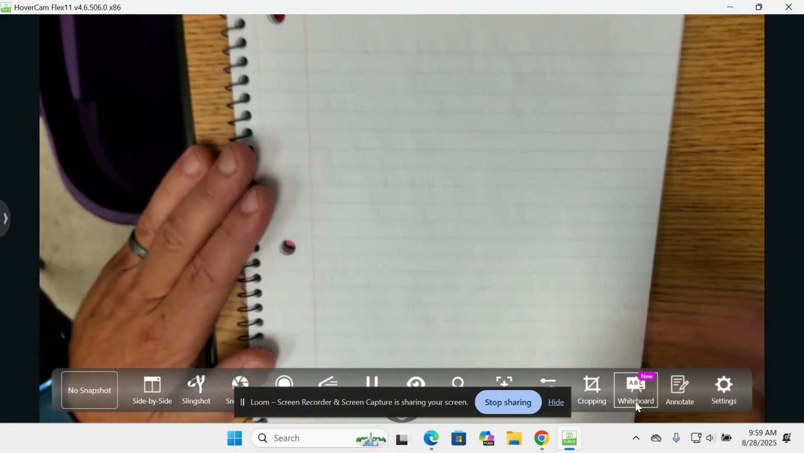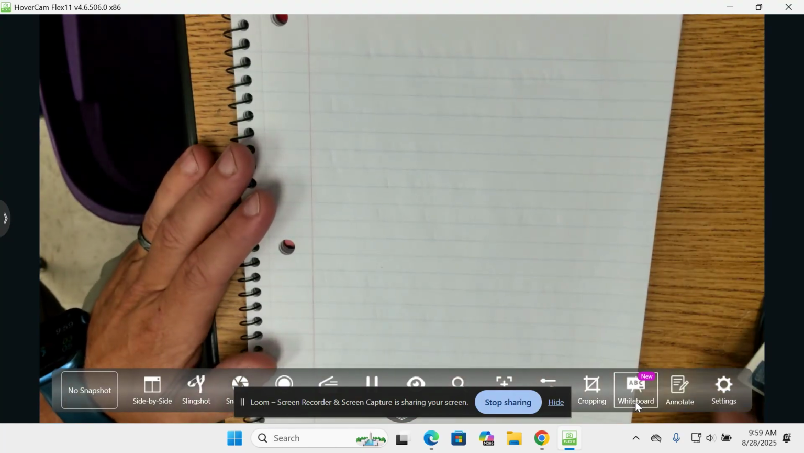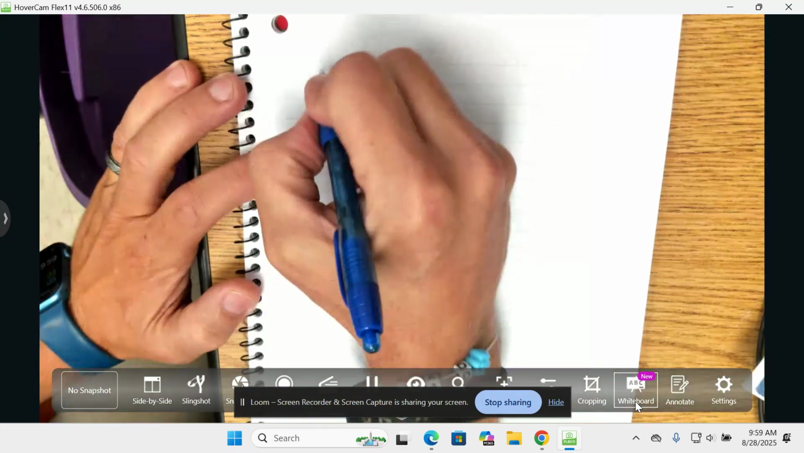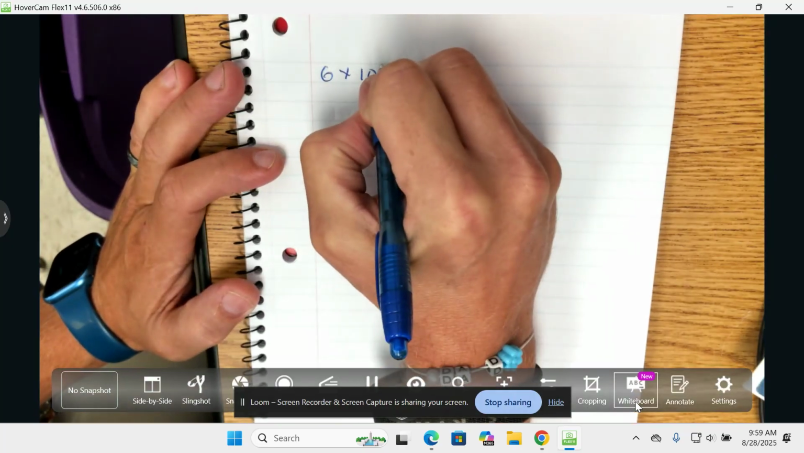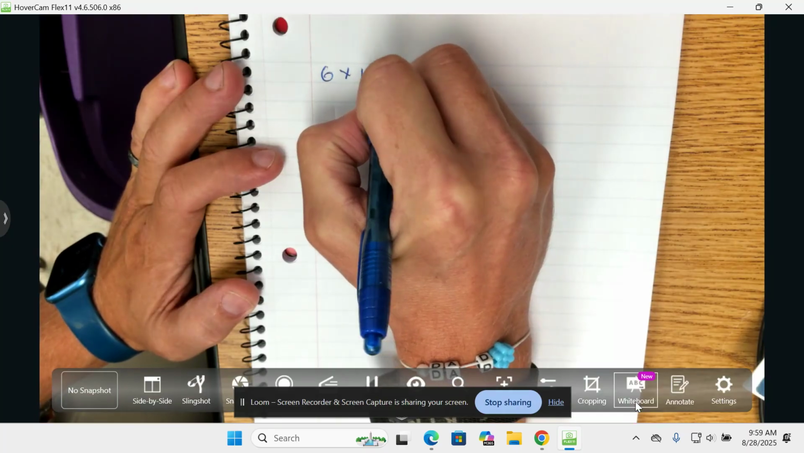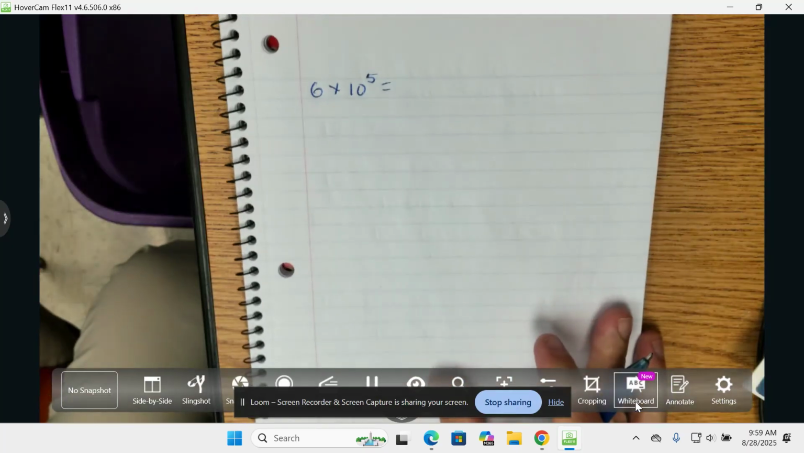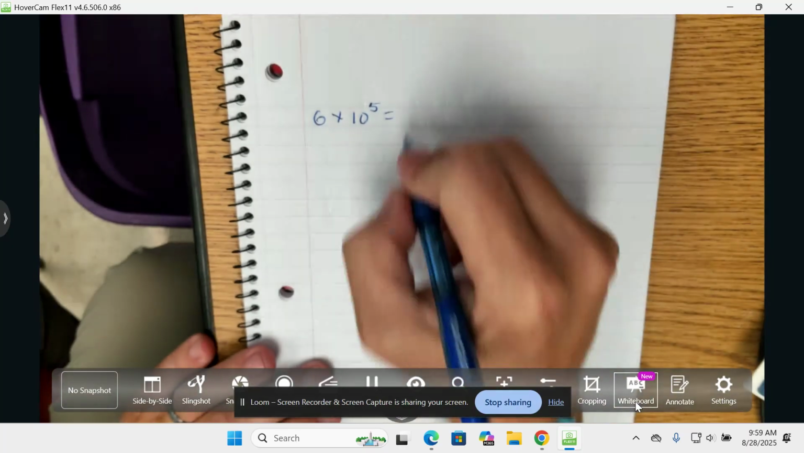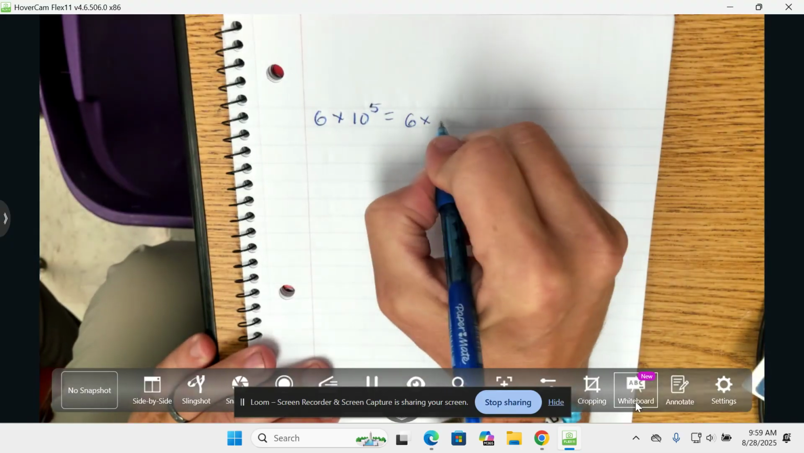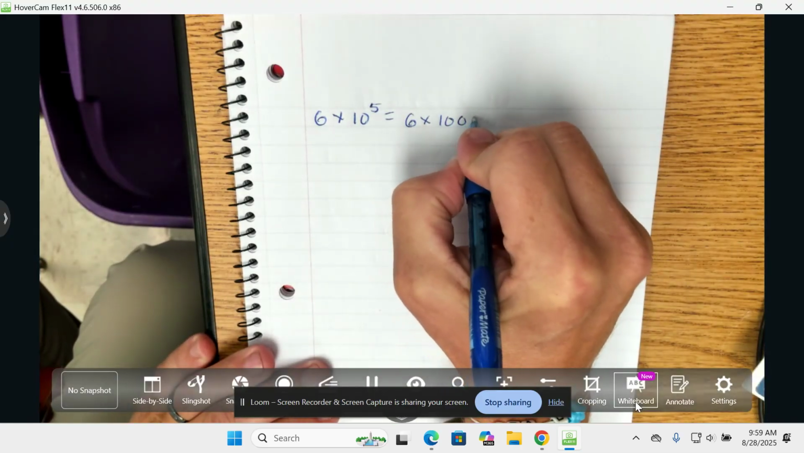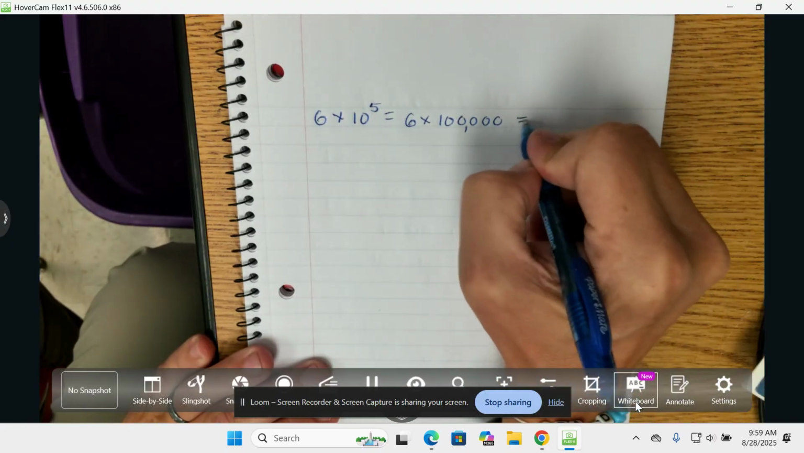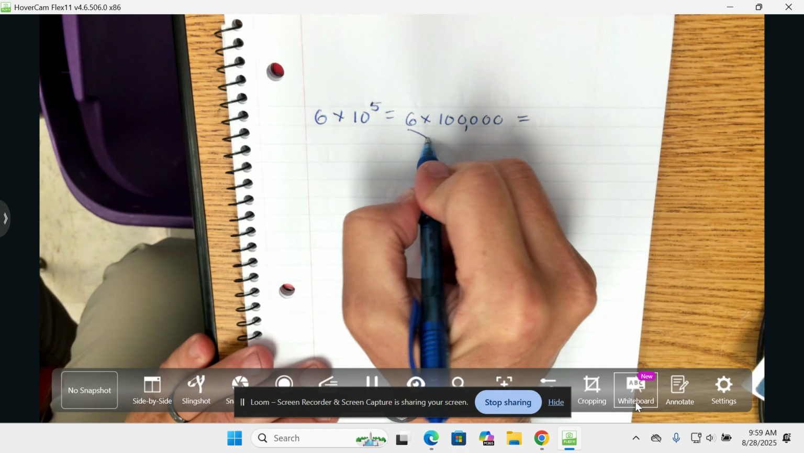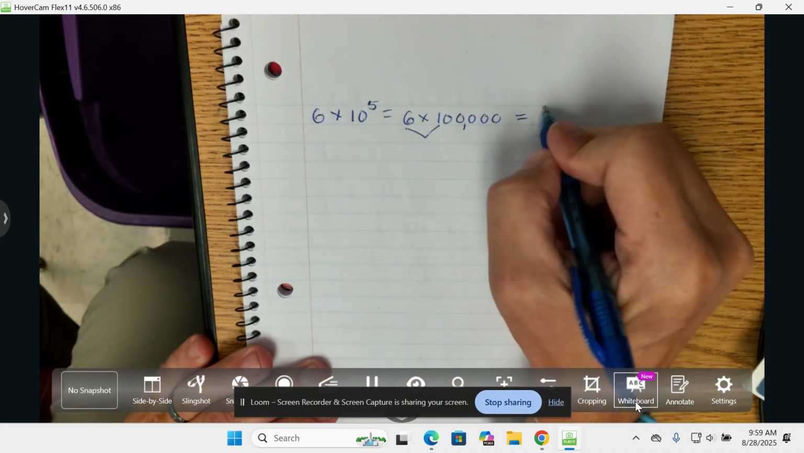What if I had 6 times 10 to the 5th power? What does that look like? Well, if we drew it out, I would have 6 times a 1 with 5 zeros. Okay, pretty nice, right? If I had to solve that, I'm going to find my basic fact. 6 times 1 is 6.